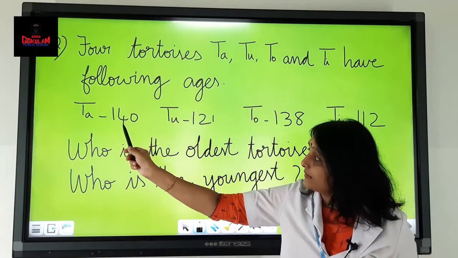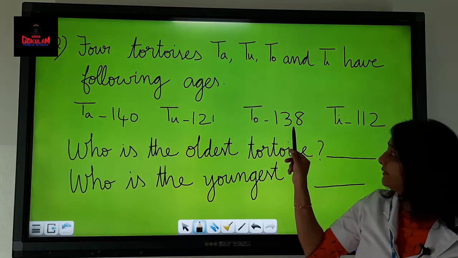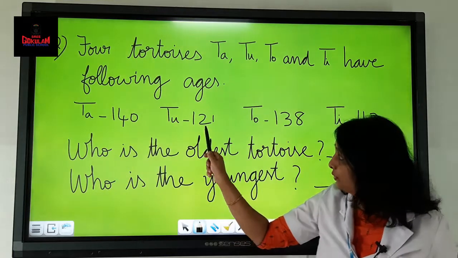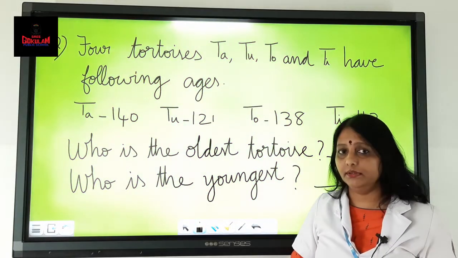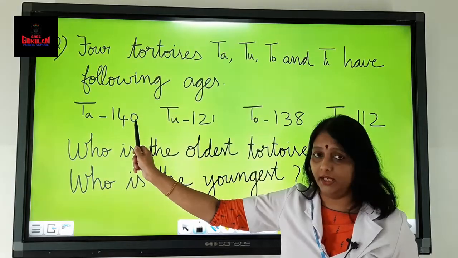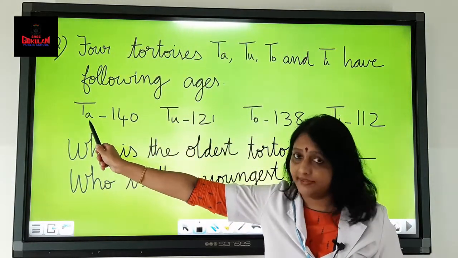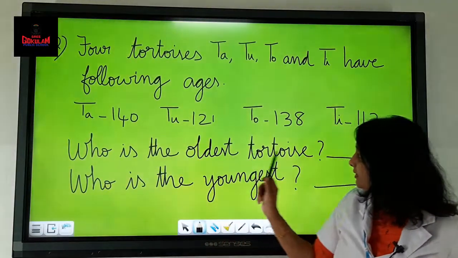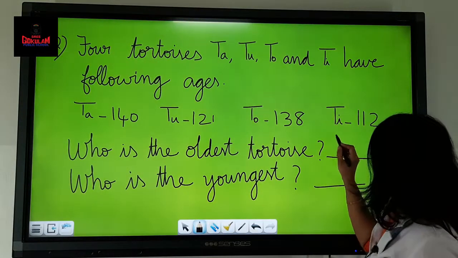What is the tens place number here? 4. Here it is 2, here it is 3, here it is 1. 4, 2, 3, 1. Which is the greatest number? 4. So, this is that number 140. Who is 140 years old? It is Ta. So, the answer is, who is the oldest tortoise? Ta. Ta is the oldest tortoise.